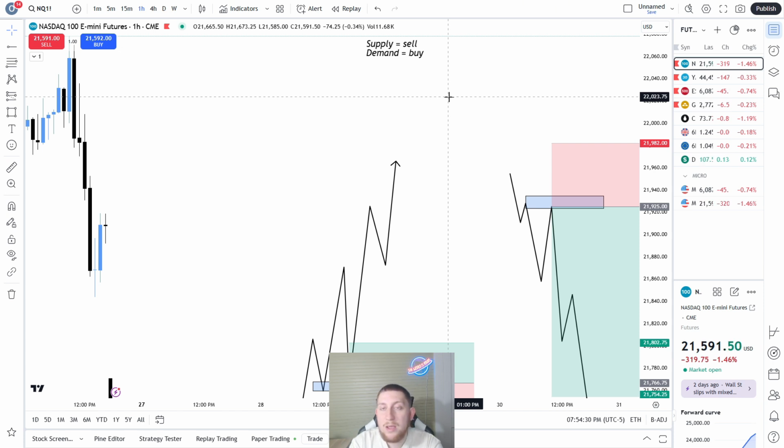Demand, you buy, you wait for the pullback into the previous contrary candle, which would be the demand level. Supply, you sell, you would be waiting for the pullback into the previous contrary candle, which is now the supply level, and then you would take sells from there. So where that previous contrary candle is where you're going to sell from. Now, I'm about to show you guys how to make it even more accurate.